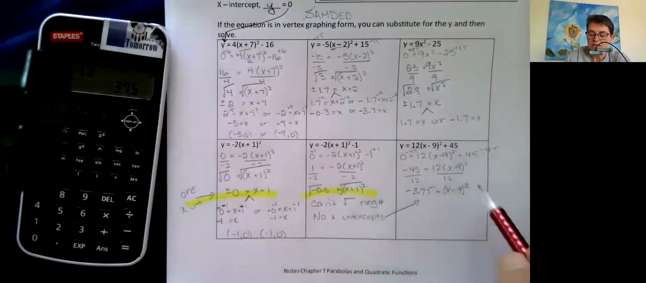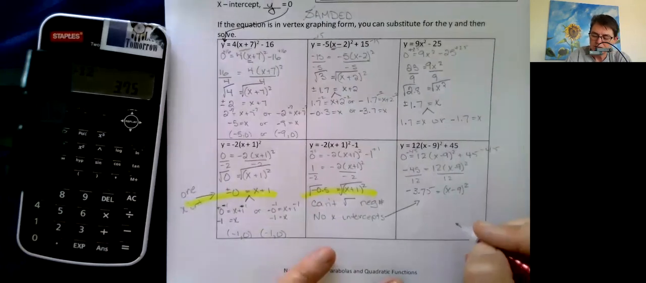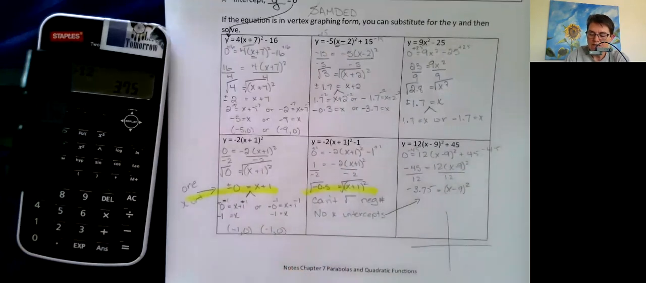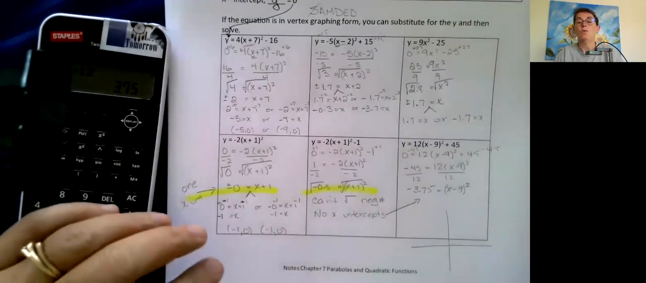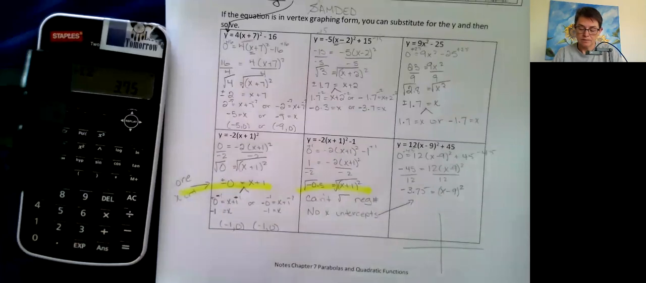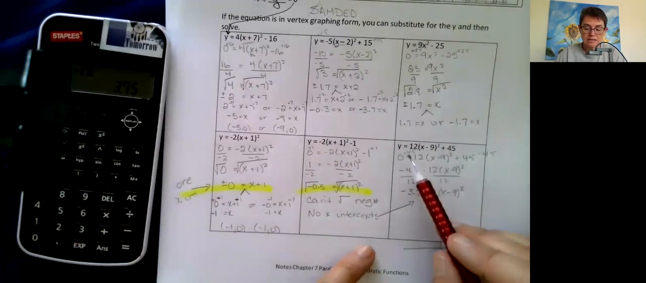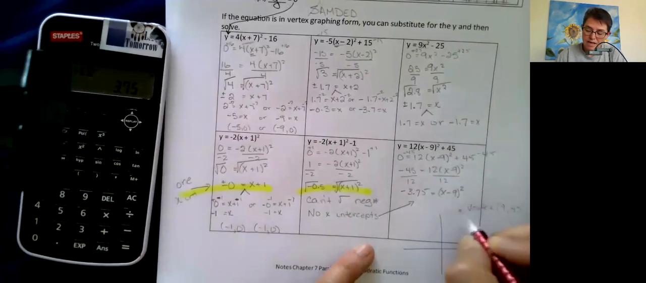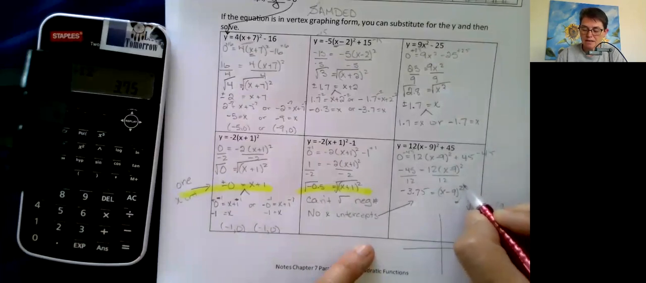So I don't know what this graph would look like. Well, I do actually. Okay. So there is, oh, look at this. This is kind of cool. So since this is in the standard graphing form, I can read my vertex. My vertex is 9 and 45. So it's way up there, and it opens upwards because A is positive.